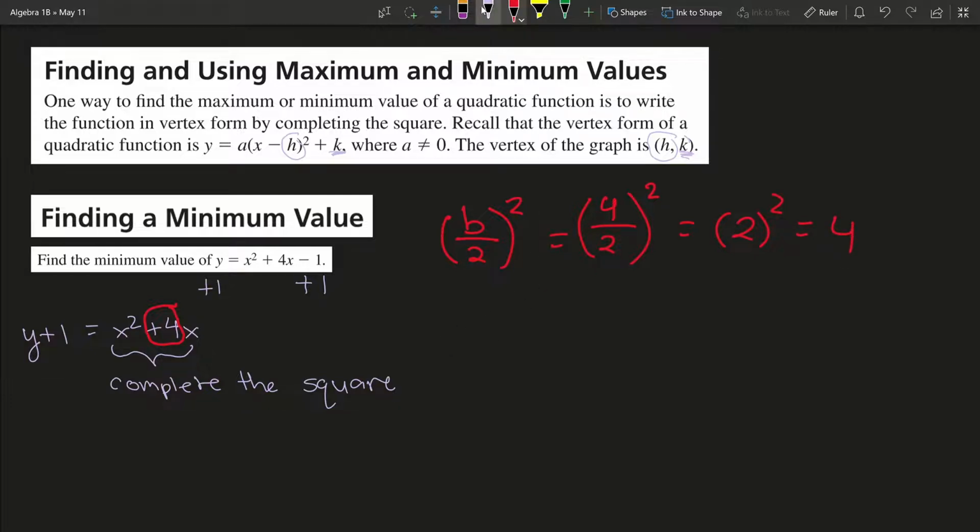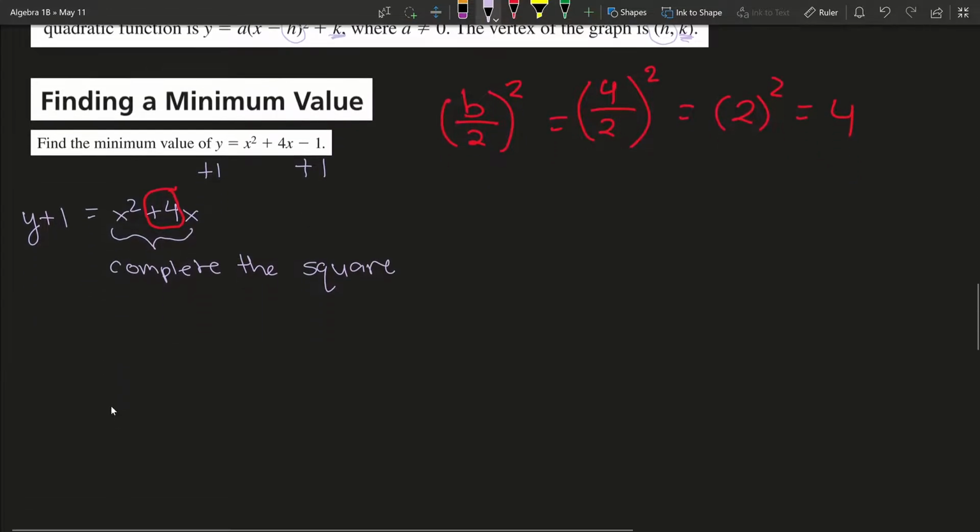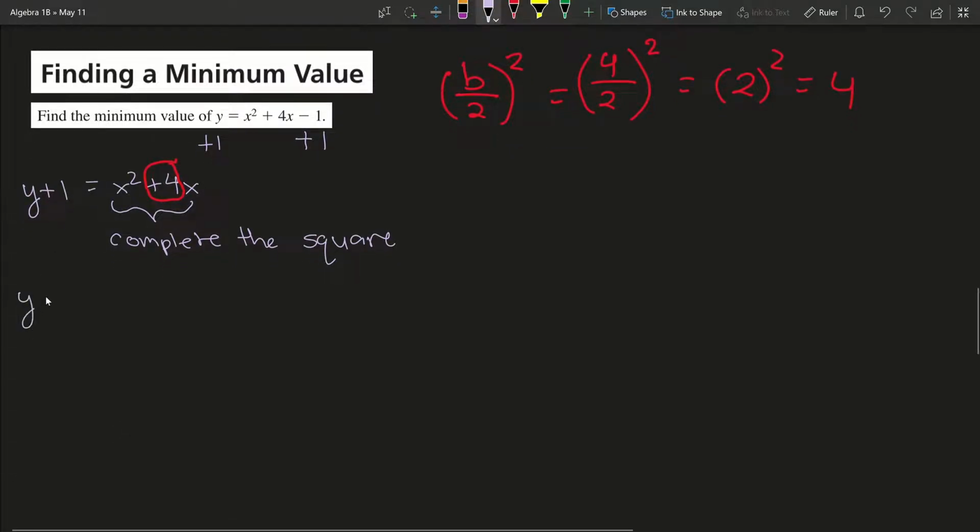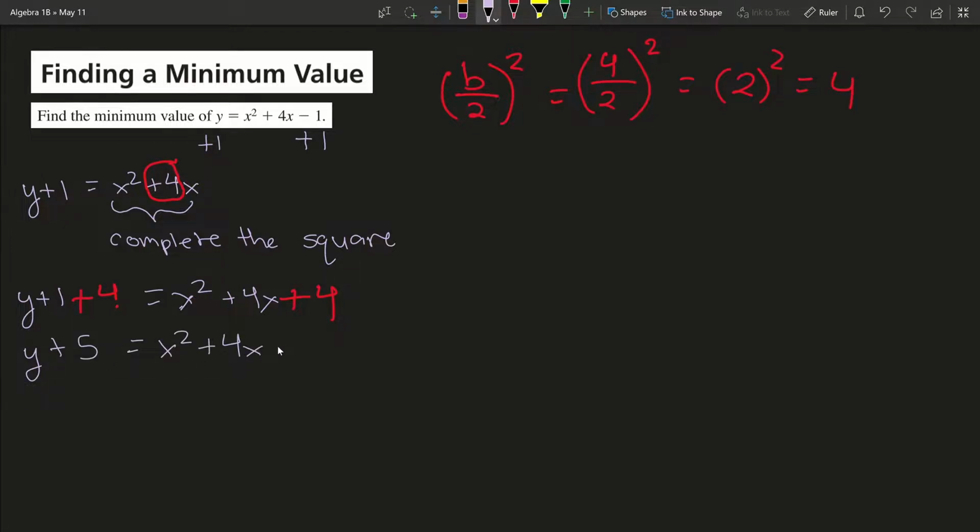And now we can go ahead and plug that back in. But remember, we need to do that to both sides. So we have y plus 1 is equal to x squared plus 4x. So let's go ahead and add this over here, plus 4 and plus 4. Alright? And now, let's just simplify this. We're left with y plus 5 is equal to x squared plus 4x plus 4.